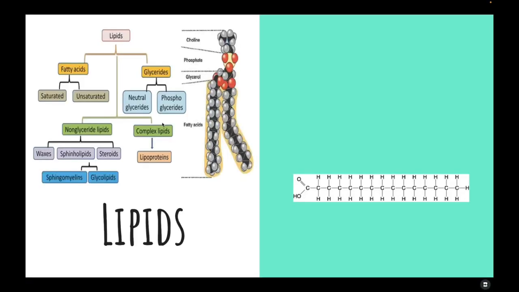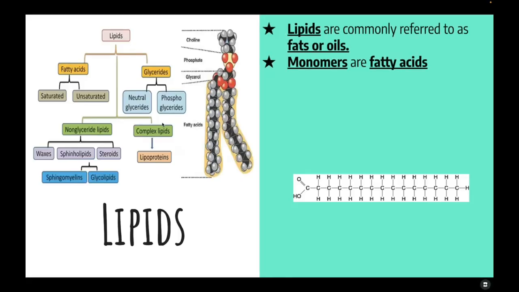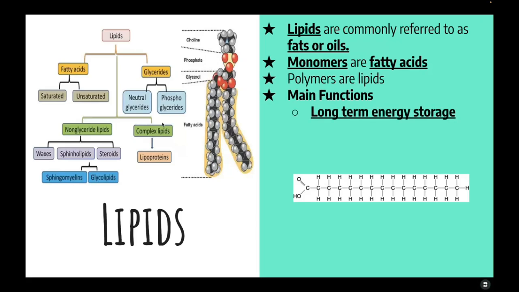All right, let's talk about lipids. So lipids are commonly referred to as fats or oils, and the monomers are fatty acids. And so the polymers, so what it creates, is lipids. And so this is for long-term energy storage. And this is because of the covalent bonds. And also can provide insulation and protection of your organs.